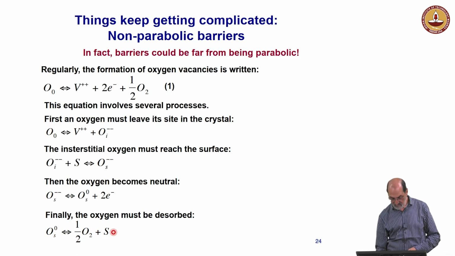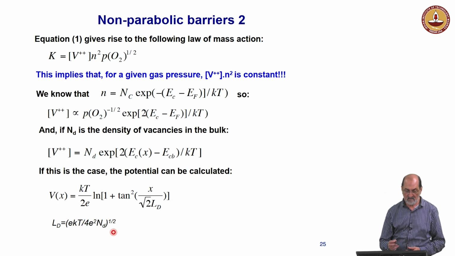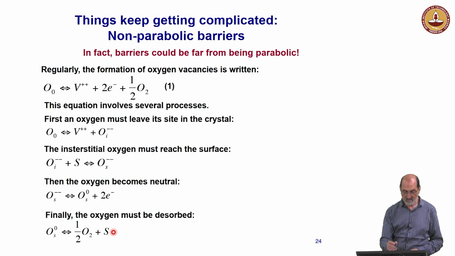Well, this is what's going on. Everybody agrees on these processes. And if that is the case, we can apply the law of mass action in this reaction. What we have in this reaction is the vacancy, the electron concentration, and the pressure of the oxygen in the atmosphere. And these are the oxygens at the regular place. This almost does not change, because the number of vacancies is small compared to the number of regular oxygens. Regularly, the sites are filled with oxygens.